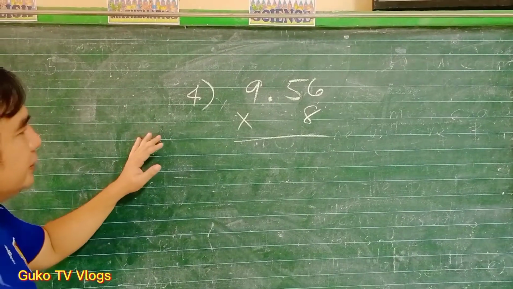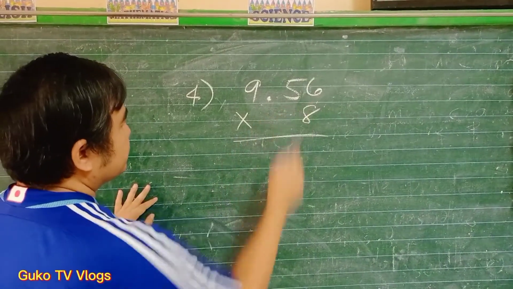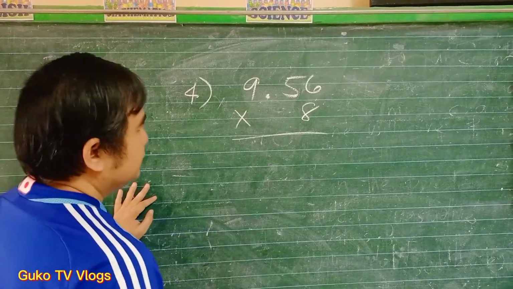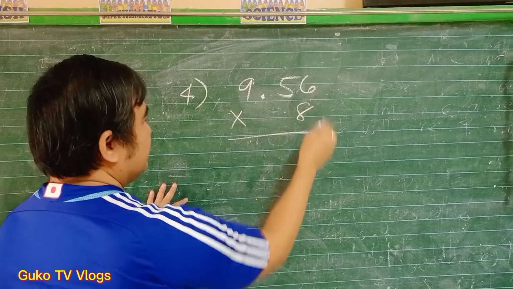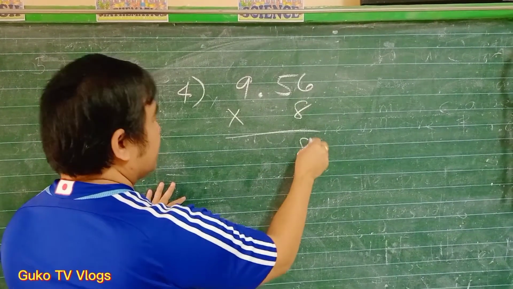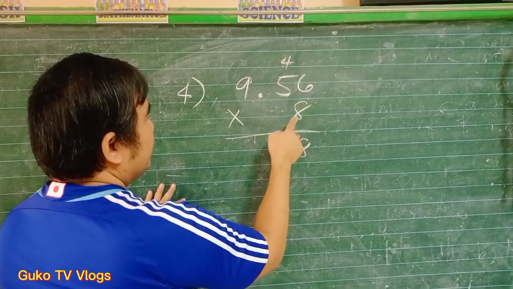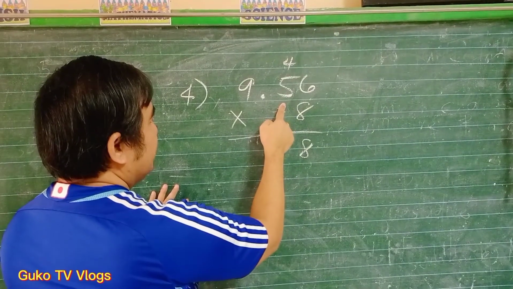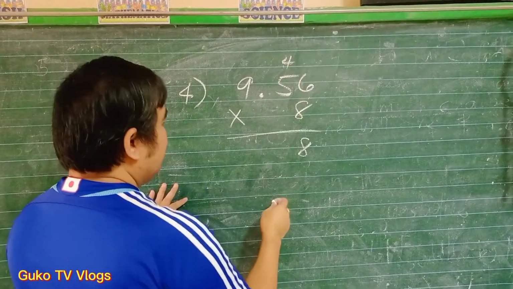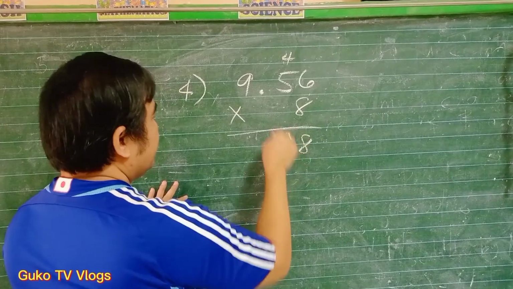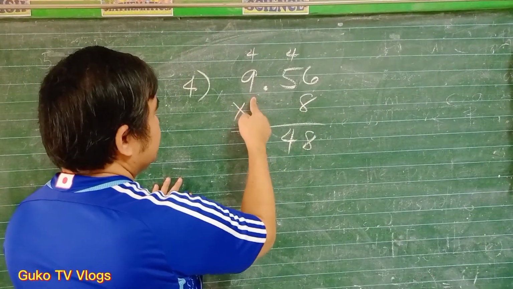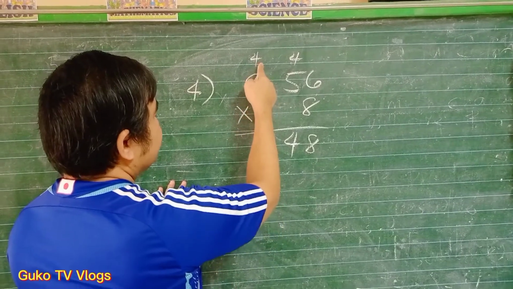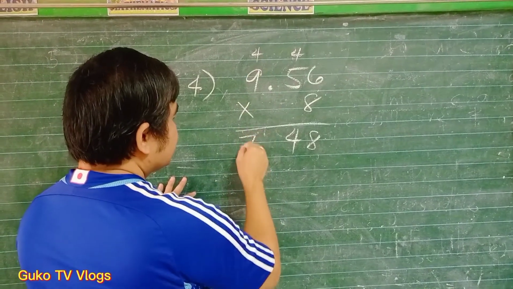Example number 4. 9 and 56 hundredths times 8. So let's try to multiply. 8 times 6, that is 48. So 8 carry 4. Then we have 8 times 5, that is 40 plus 4, that is 44. So 4 carry 4. Then 8 times 9, that is 72. So 72 plus 4, that is 76.